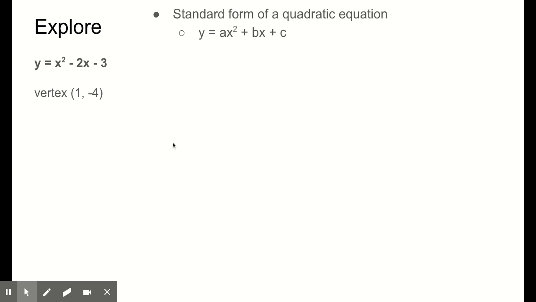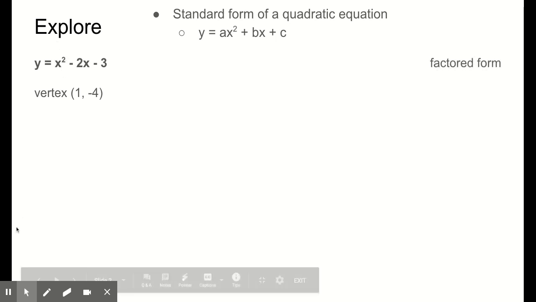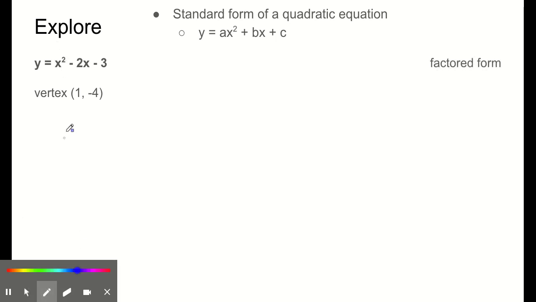So remember, also we want to take a look at our a value. Our a value for this equation is going to be a 1. And remember, it's that invisible number in front of the x squared if it's not written. So a equals 1, that's a positive 1. So our graph will open up. Our y-intercept will be at negative 3.